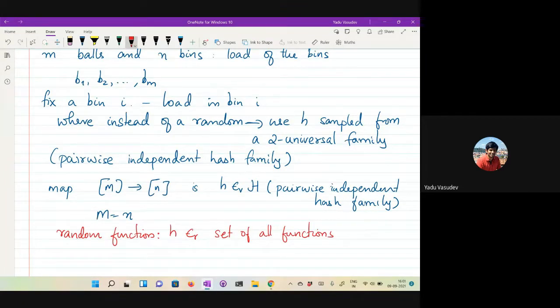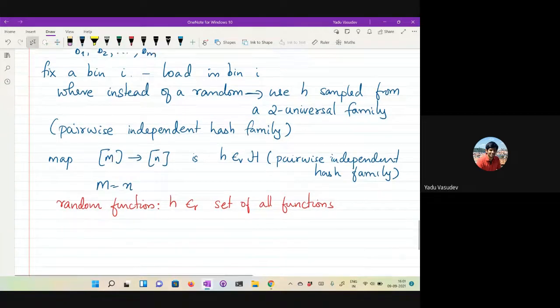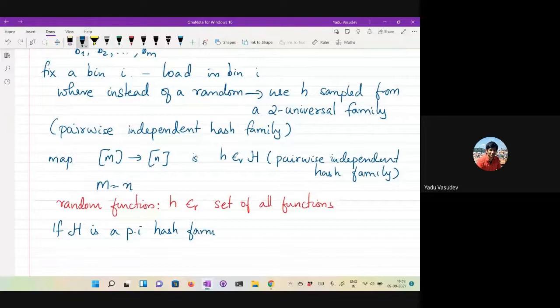So this is what you want to know, right? For instance, if H is a pairwise independent hash family, what is the probability that when you sample an h from H, h of x is equal to i? Fix x and i. It's going to be 1 over n, because if H is a pairwise independent hash family, this probability is again 1 over n. This is something that we saw when we studied pairwise independent hash families.